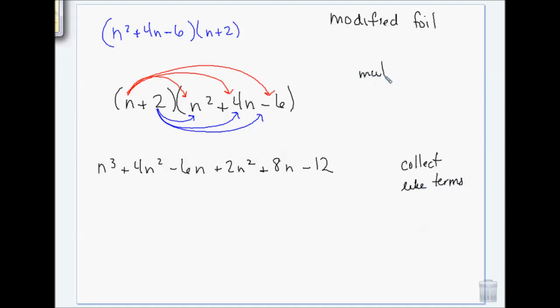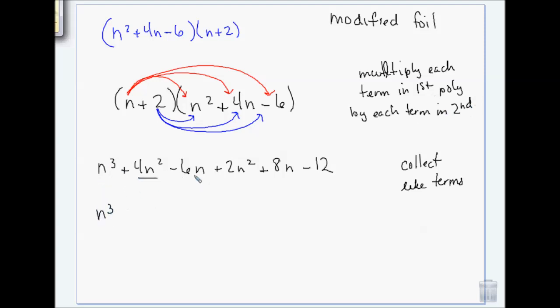Okay, so then you collect like terms, so n to the third, I have 6n squared plus 2n minus 12. Okay.